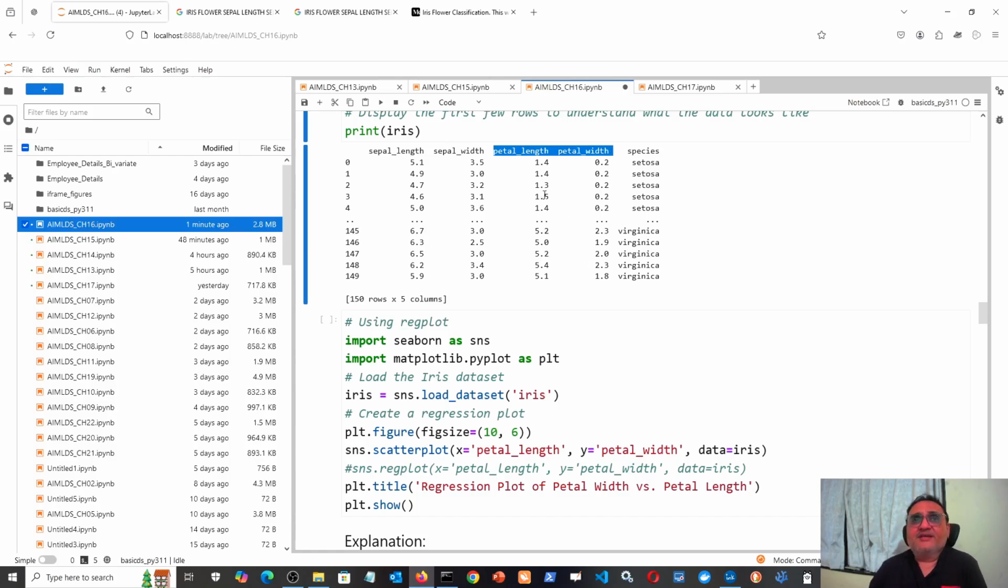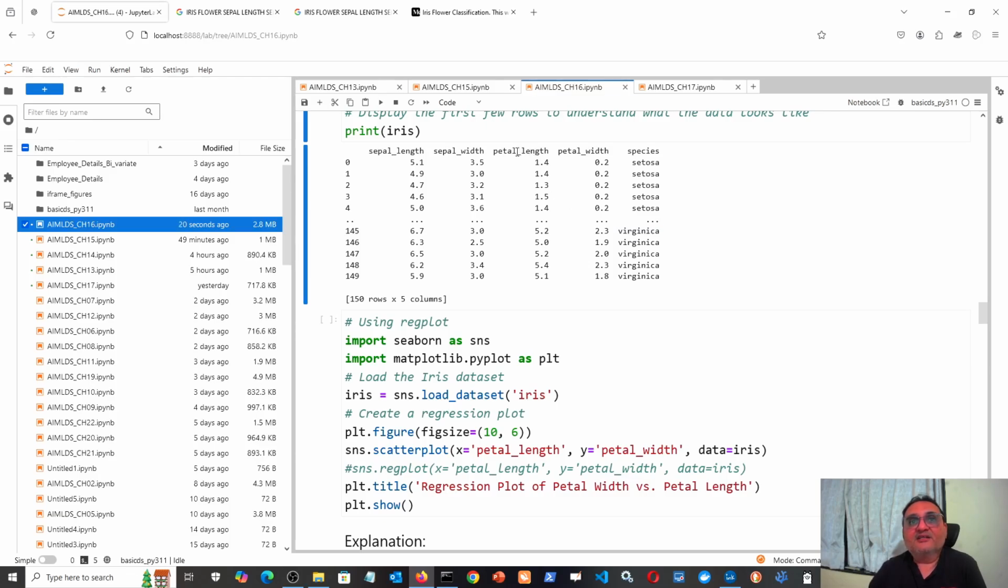And I want to see if there is some kind of relationship between petal length and petal width across the species. That means for all three species, Setosa, Virginica and Versicolor, is there a relationship, like petal length increases then petal width also increases, or petal length increases then petal width decreases? And is that relationship the same for all three species, or different for Setosa than for Versicolor and Virginica?